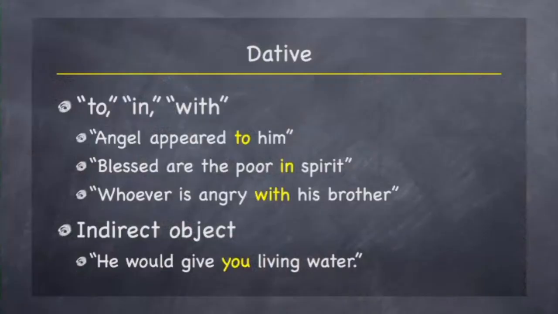So, for example, if you have this sentence, he would give you living water, what's the direct object? Well, it's water, isn't it? It's what he's giving. But it's being given to you, so you is the indirect object, and Greek will place the word for you in the dative case. Okay, that's basically it for the grammar. And let's pop into some paradigms now, and you can see these endings and how they're working, okay?